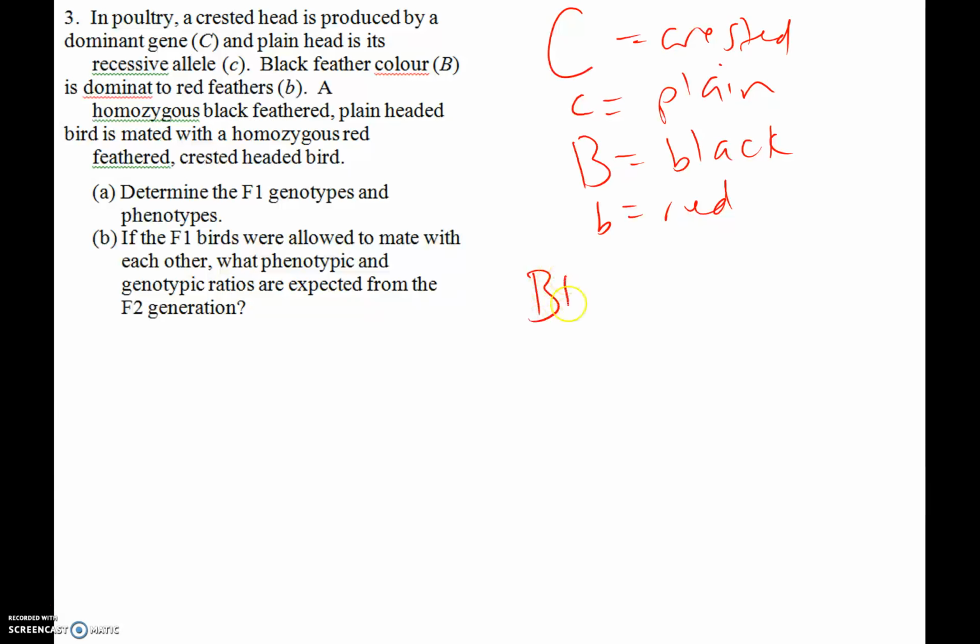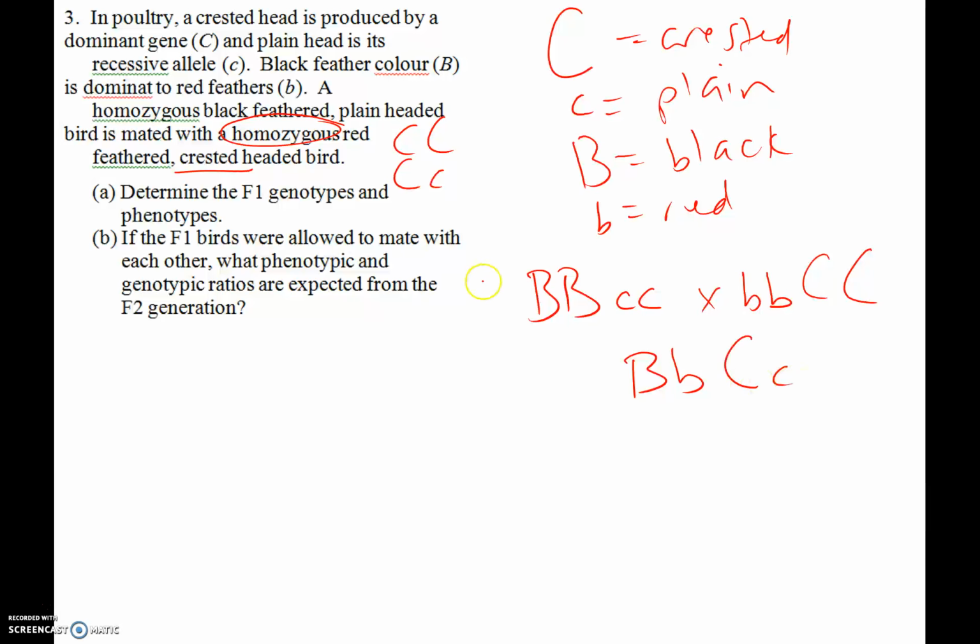Okay. So homozygous for black feathers, and it's plain-headed, is mated with a homozygous red-feathered crested bird. Now the crested could either be dominant or heterozygous, but because it says homozygous here, we're going to assume it's also like that. Determine the F1 genotypes and phenotypes. Well, I already know by looking at this that if I were to take just the B's, all of the offspring would look like this, heterozygous. And then if I took the C's, all of the offspring would be heterozygous. So there's our parental, there's our F1.